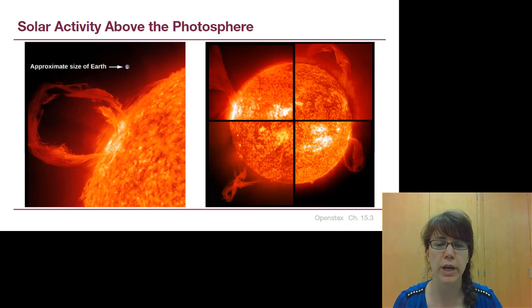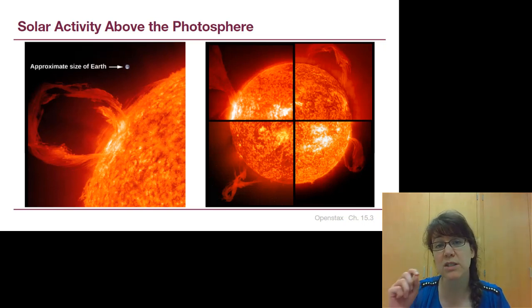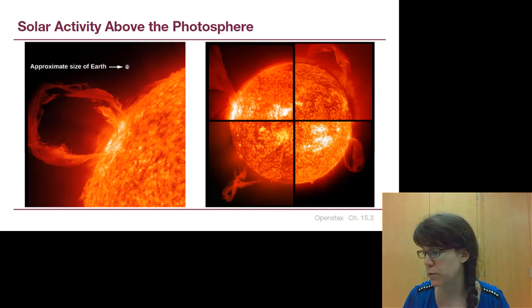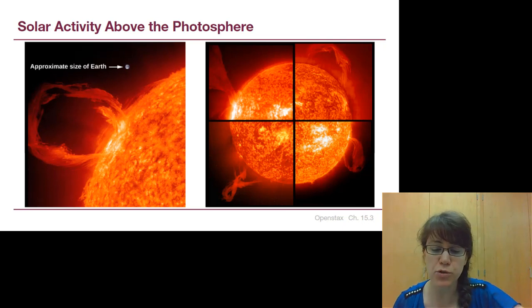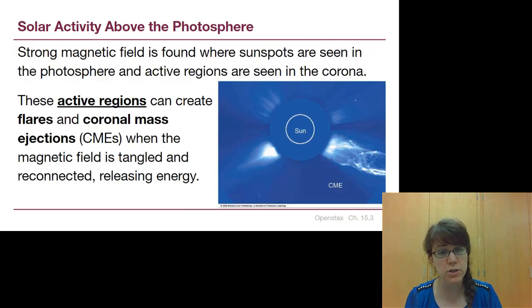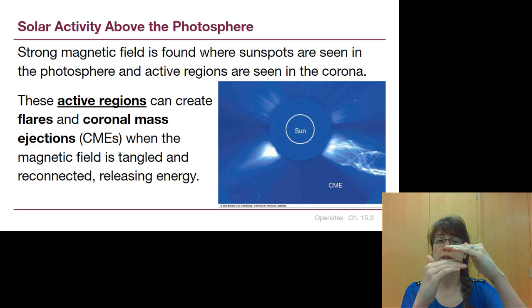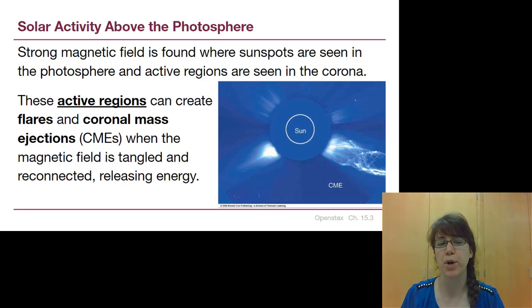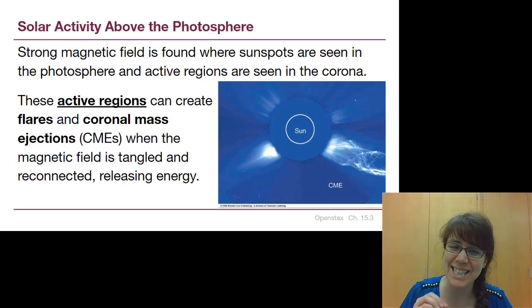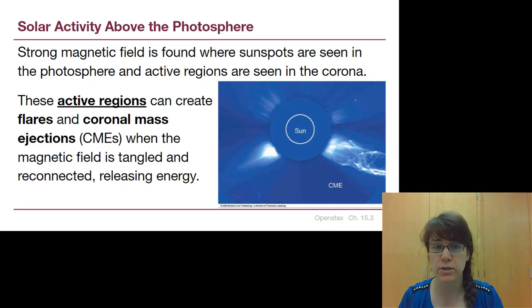The left here is showing an approximate size of the Earth compared to one of these big loops of material that are making those loops because that's what the magnetic field looks like. We can't see the magnetic field, but we can see its effect. And so strong magnetic field is found where sunspots are seen in the photosphere, and strong magnetic field is found where we see active regions in the corona, because they're basically just different heights of the same overall process. It's in these active regions where we can have flares and coronal mass ejections.